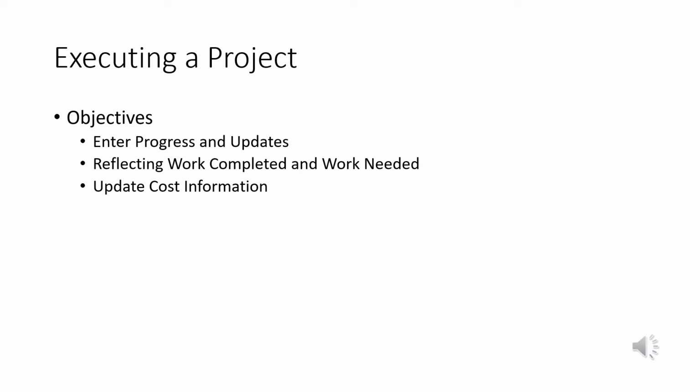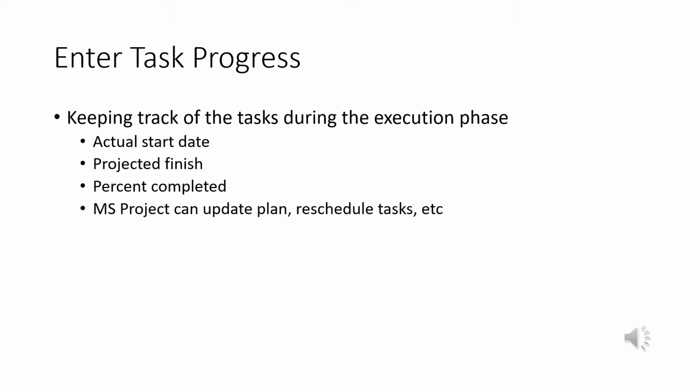We want to keep track of the work that we've done, and if we have extra work we have to do or work needed, we want to include that in our project. And of course, we want to stay on budget, cost information. One of the most important things you can do in a project is to keep track of the tasks during the execution phase. And that's where project makes its money.